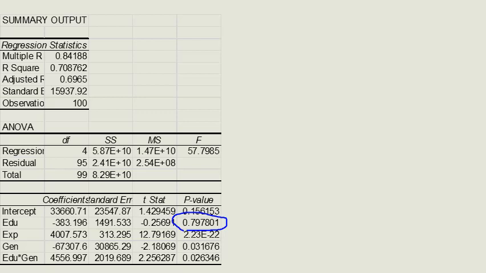And once again, we cannot remove it because of the interaction variable between education and gender. Furthermore, all of the other variables have p-values that are significant at 5% level. So nothing else will be removed, and this is our final model.